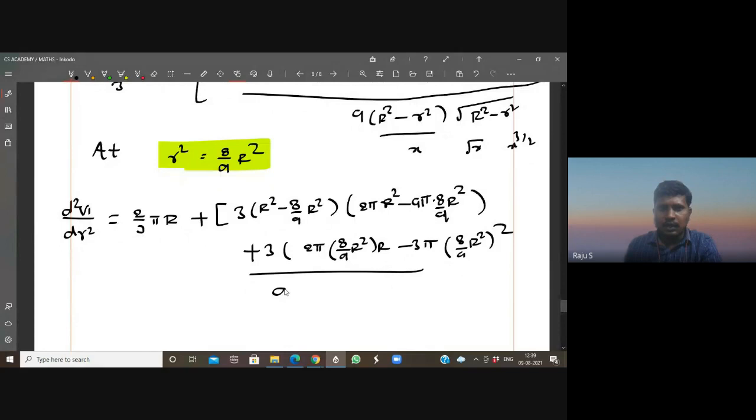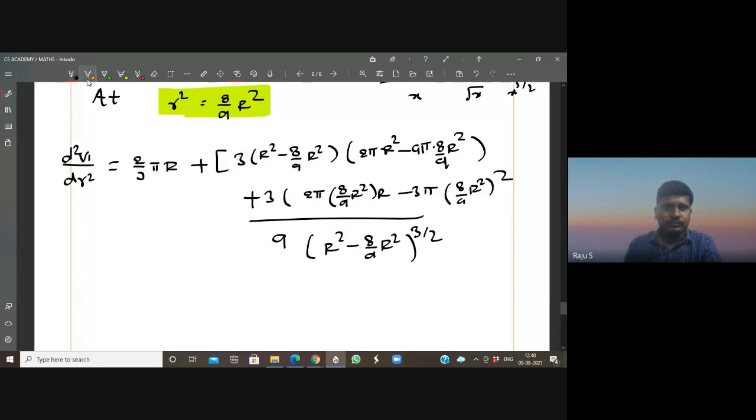So here 9 times of square root of r square, all to the power of 3 by 2, capital R square minus 8 by 9 small r square value, all power 3 by 2. See here, d square V by dr square is clearly equal to 2 by 3 pi capital R plus.